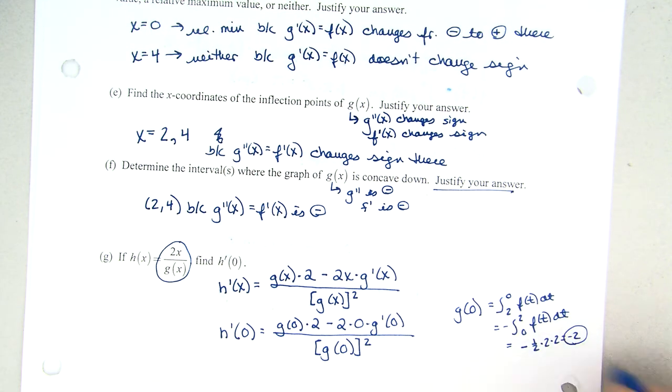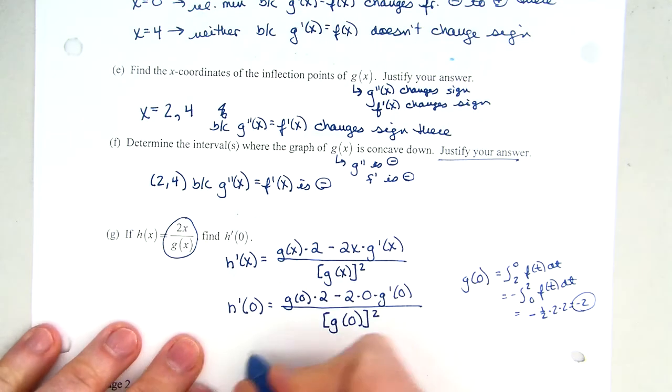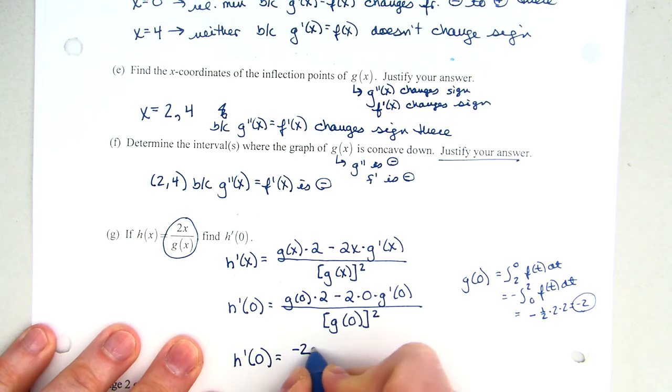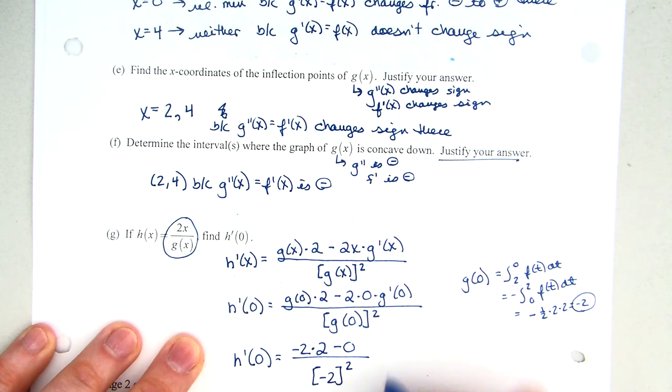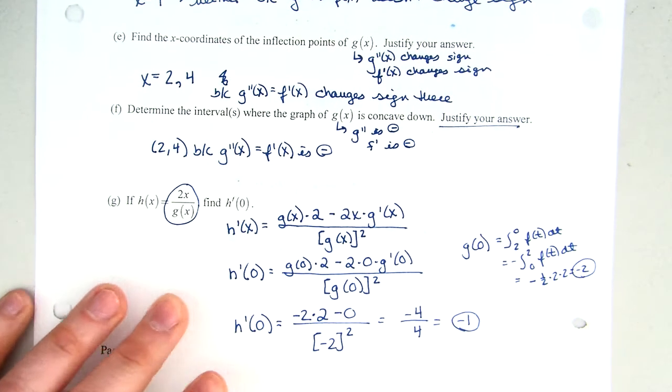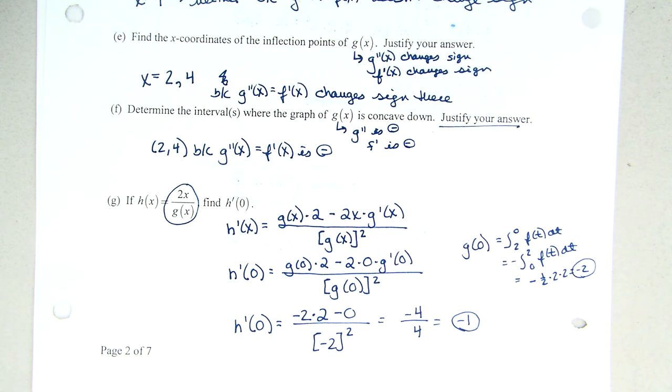The other way we could have done that is just realize we already did that in part A. That works as well. But now I can plug that in, and I'm going to say h prime of 0 equals negative 2 times 2 minus 0 over negative 2 squared. Negative 4 over 4, we're going to get negative 1 for that answer. I'm going to pause the video so you can get caught up on anything you need to get caught up on.